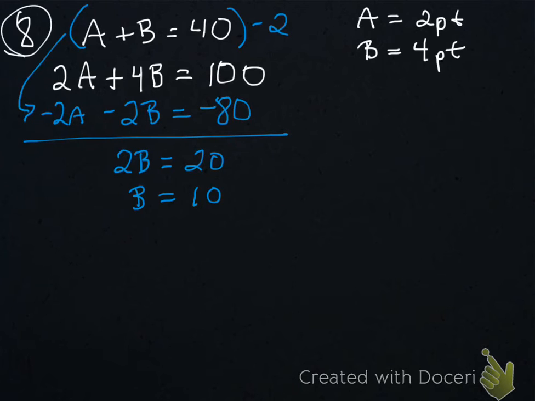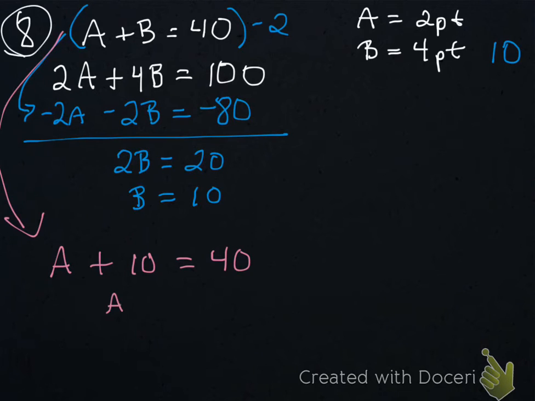So I have 10 4-point questions. How many 2-point questions would I have? Well, you do have to plug it back in. I know, it's common sense, right? But let me show you the math. So I'd have A plus 10 equals 40. Notice I'm using my top equation. Subtract the 10, A equals 30. So I have 30 2-point questions.